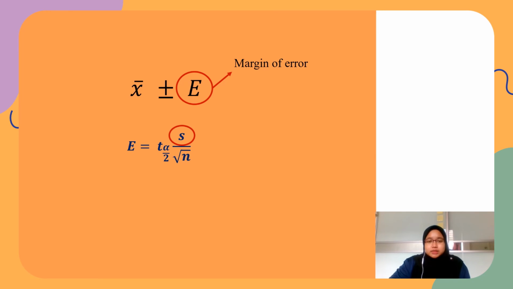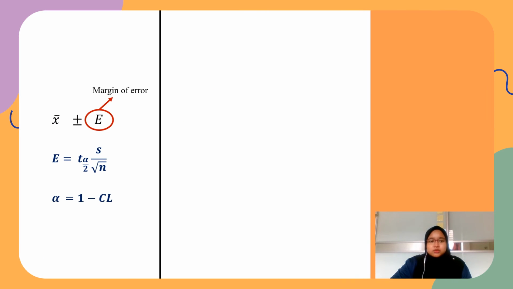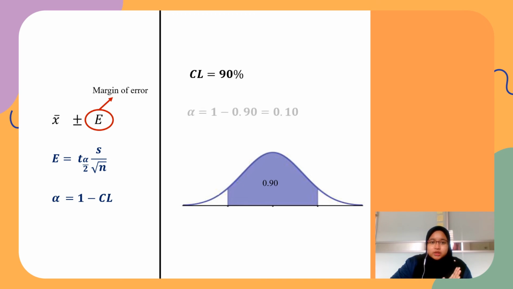S is the sample standard deviation and the N is the sample size. Alpha is the significance level, which is 1 minus the confidence level. So, for a 90% confidence level, alpha will be 0.10 and that is divided equally into two tails. The values corresponding to these boundaries of the confidence interval are the critical values.